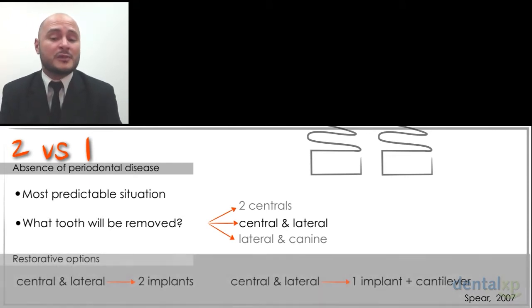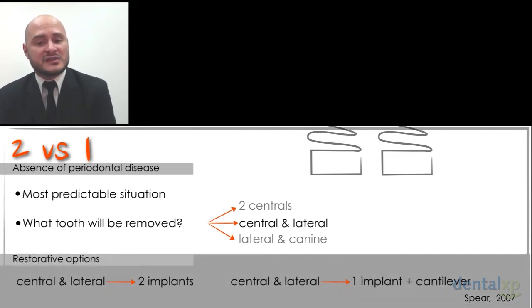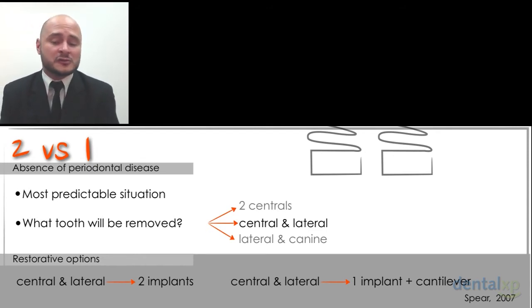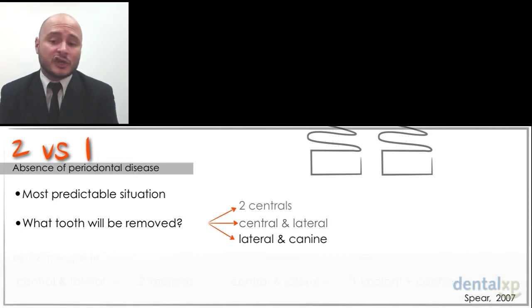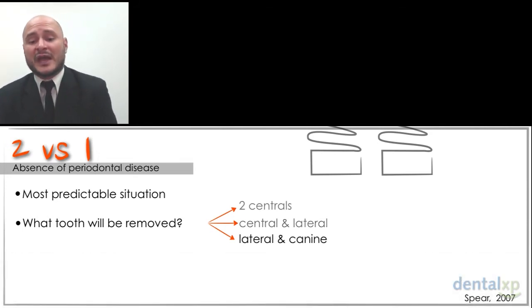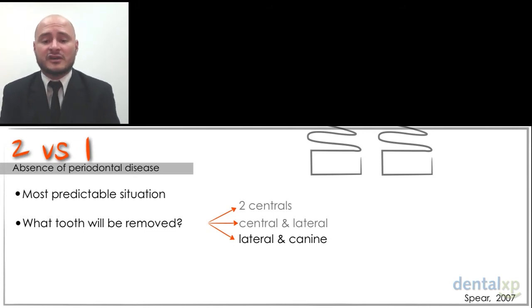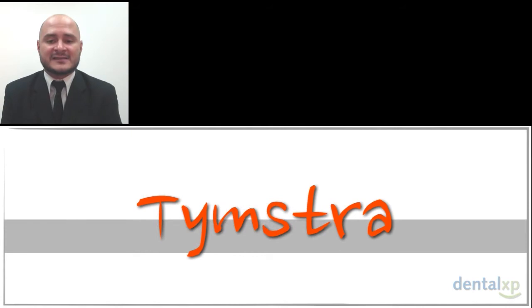Then this becomes a little bit more of a problem. Another thing to consider when it is a central and a lateral is the fact that we might not have enough mesiodistal space to place 2 implants. So we're going to have to place 1 implant and cantilever the other crown. Same thing happens when we have a lateral and a canine. So these things we really do have to consider at the moment of planning these cases.